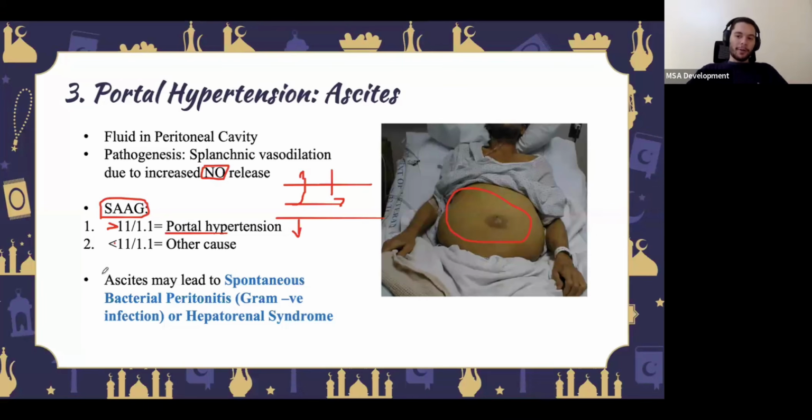Then you have the complications of ascites itself. Ascites may lead to two things, if you can remember: spontaneous bacterial peritonitis and hepatorenal syndrome. Spontaneous bacterial peritonitis, if we go back to our explanation, we already mentioned how, because of this fluid leakage, the more fluid there is, the more chance of bacteria actually growing in that fluid. This is where you can have spontaneous bacterial peritonitis, which is infection of your ascitic fluid, right? And it's usually a gram-negative infection.